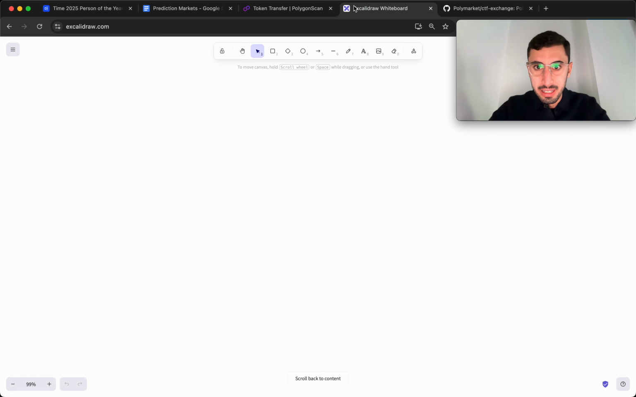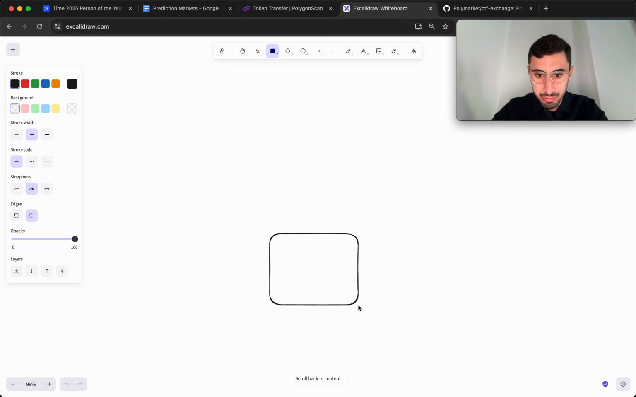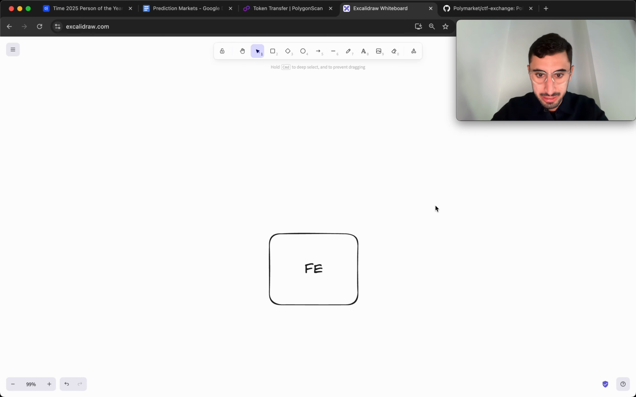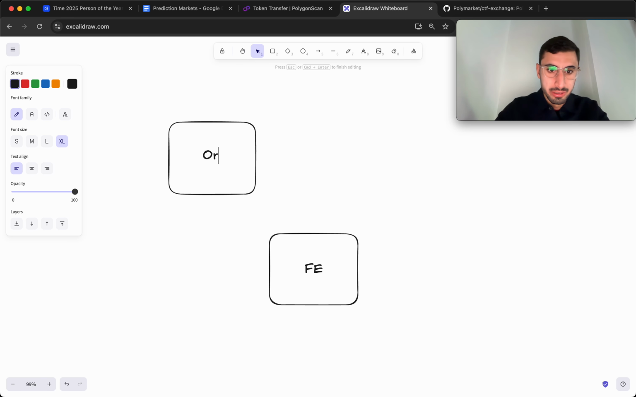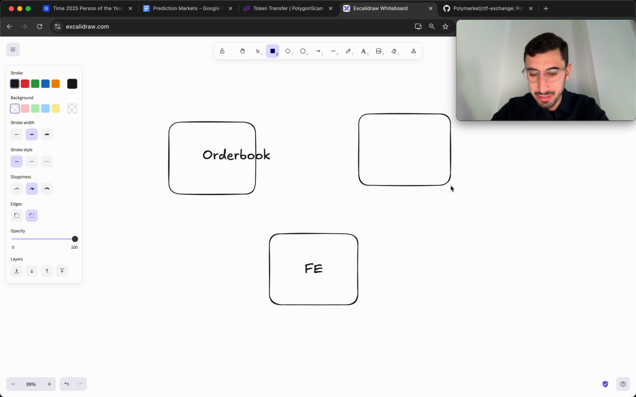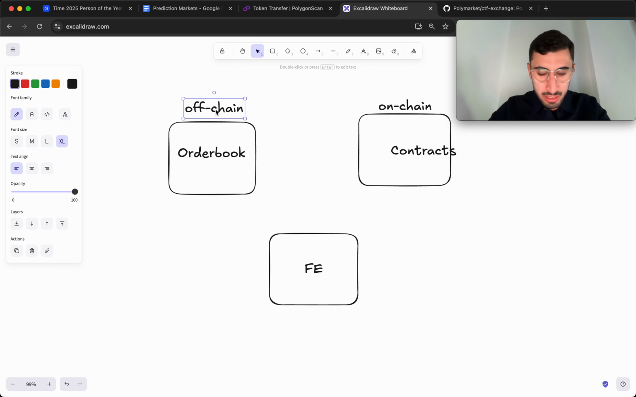So let's go in here and draw some things. First of all, you have the front end, right? Then you have the order book, and you have contracts, right? Order book, very important, is off chain. Contracts are obviously on chain, and the front end is a front end. Okay. So what's interesting here?